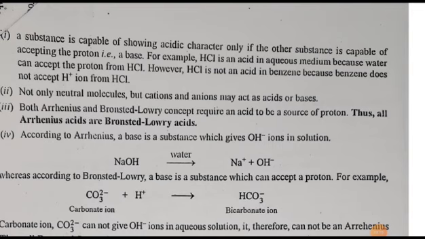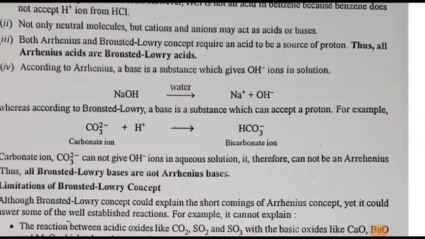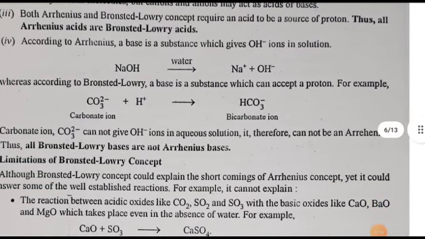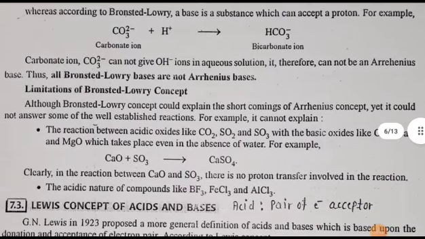Third, both Arrhenius and Bronsted-Lowry concepts require an acid to be a source of proton. Thus, all Arrhenius acids are Bronsted-Lowry acids. According to Arrhenius, a base is a substance which gives OH negative in solution, whereas according to the Bronsted-Lowry concept, a base is a substance which can accept a proton. Carbonate ion can't give OH negative in aqueous solution, therefore it can't be an Arrhenius base. Thus, all Bronsted-Lowry bases are not Arrhenius bases.